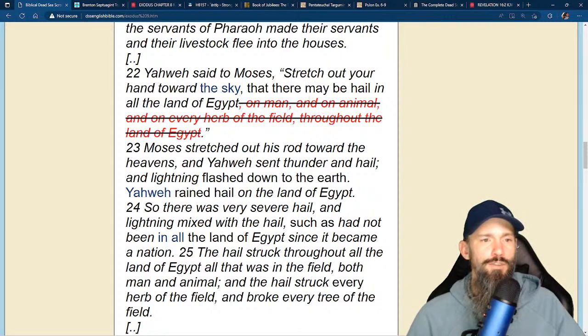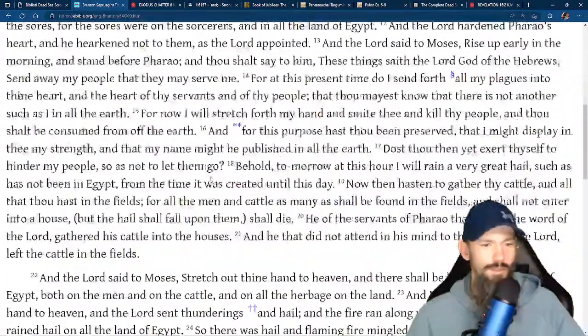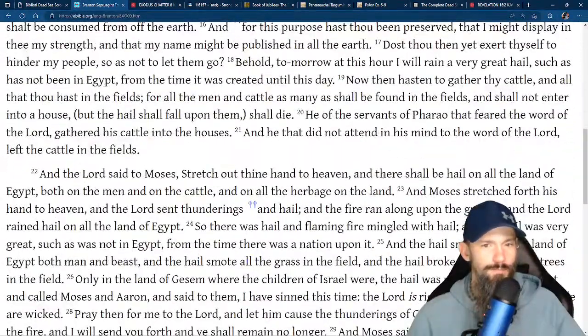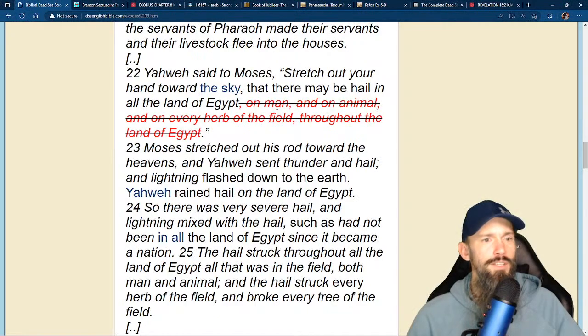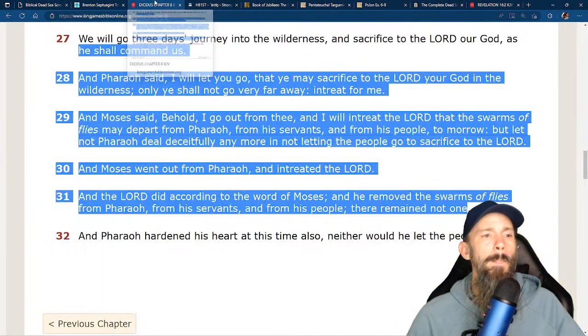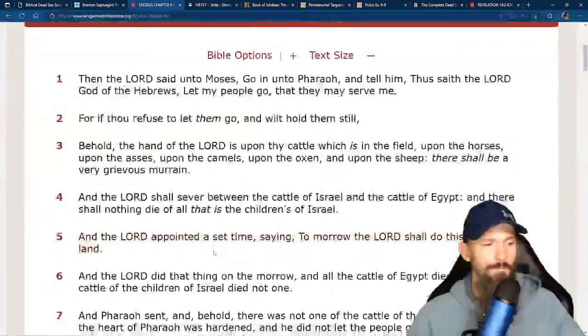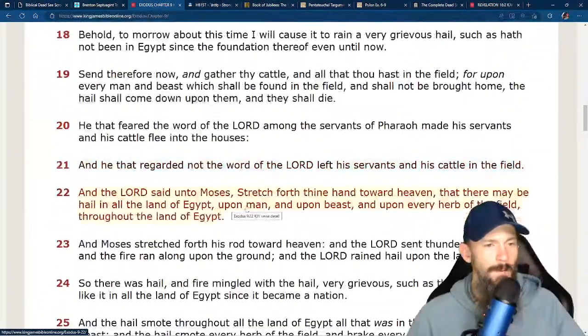And this extra stuff in the other text is missing from the Dead Sea Scrolls. 22. Yep.